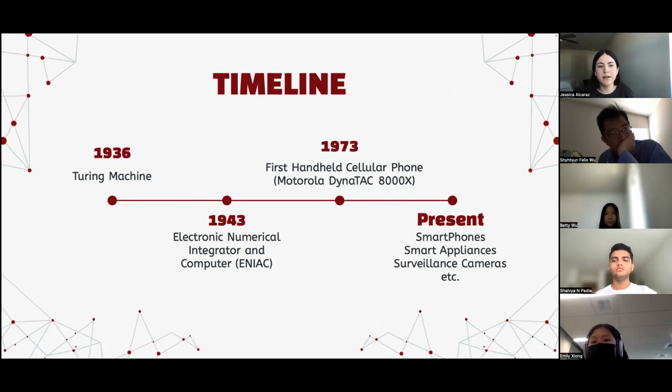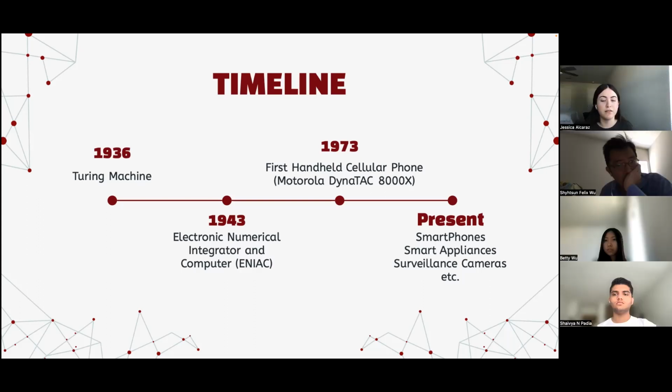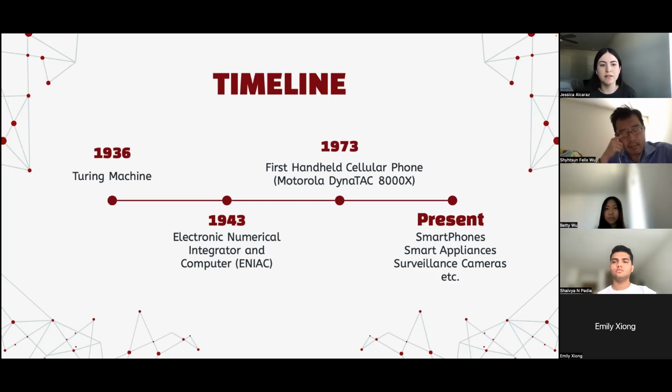And so the timeline of these technologies, from our report, we found that in 1936, it started with the Turing machine. Then in 1943, we had the Electronic Numerical Integrator and Computer, also known as ENIAC. And then in 1973, it followed up with the first handheld cell phone. And if we go to the present, from those technologies, we now have even more advanced technologies such as smartphones, smart appliances, surveillance cameras, and all these new, better technologies than what was first discovered years ago.